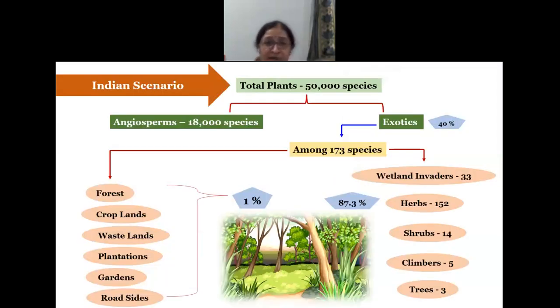If we see the Indian scenario, it is assumed that roughly 50,000 species are present there. Of these 50,000 species, 18,000 species belong to angiosperms, and roughly 40% of species are exotic in nature. Among these, 173 species are scattered in forests, cropland, wasteland, plantations, gardens, and along roadsides. And if we see the life form of these species, it is very clear that the majority of them are herbs, some are shrubs, few are climbers, and some of them are trees. It means that every life form present on the earth's surface may show certain invasiveness in its characteristics.